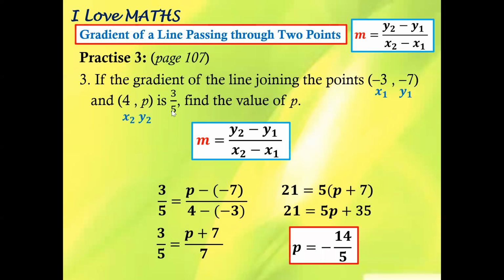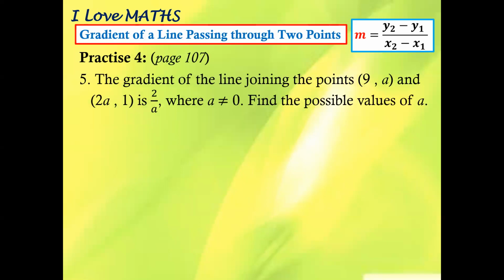Alright, so let's move to practice number 4. The gradient of the line joining the points (9, a) and (2a, 1) is 2 over a, where a is not equal to 0. Find the possible values of a. Solve this in your journal. Pause this video.